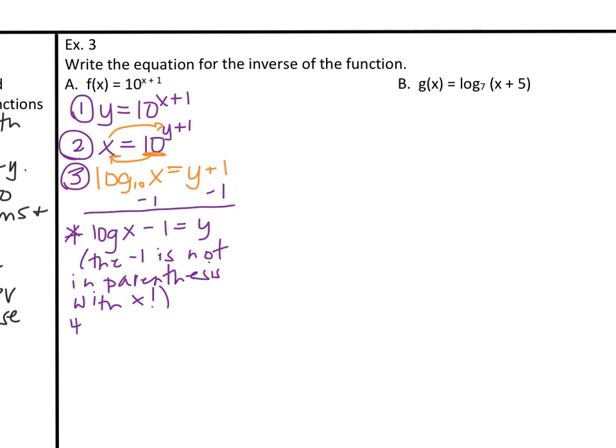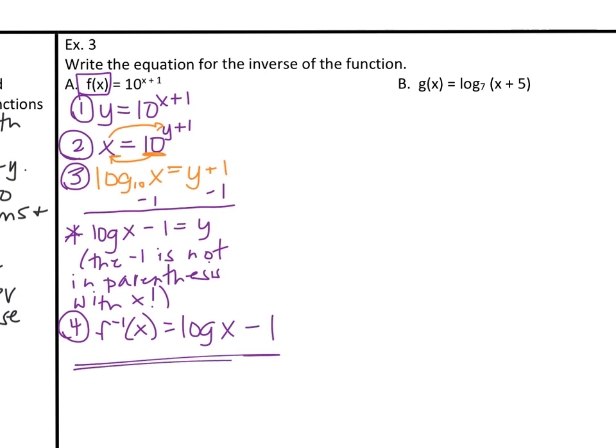Last but not least, step 4, we write in inverse notation. Remember, our initial function was f of x. That means we need to have f inverse of x. And it's going to be log of x, because that defaults to base 10, minus 1. And that's all you do. That's how you rewrite the form, creating its inverse.